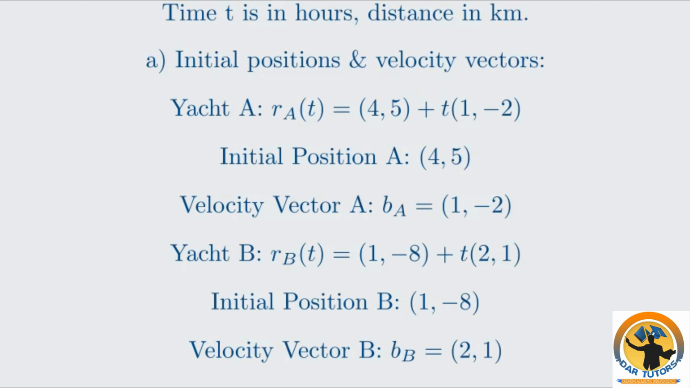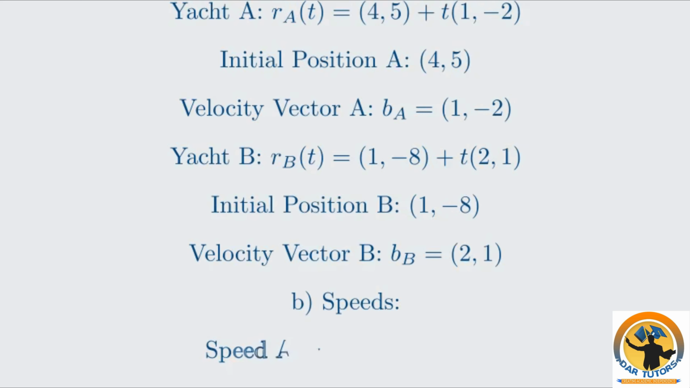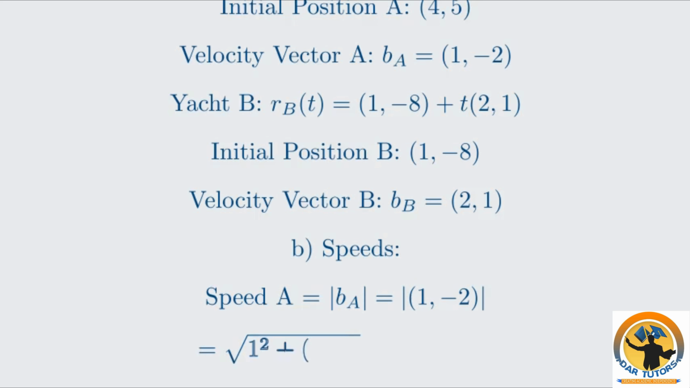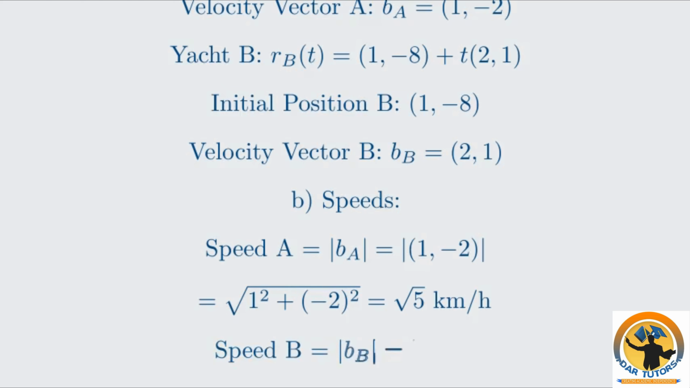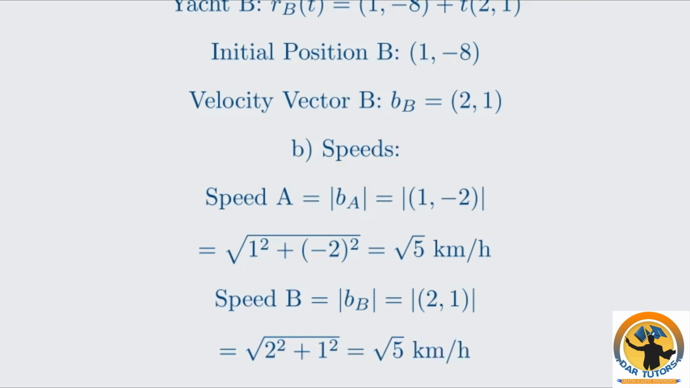Next, let's find their speeds. The speed of yacht A is the magnitude of its velocity vector, (1, negative 2). This is the square root of 1 squared plus negative 2 squared, which is the square root of 5 kilometers per hour. The speed of yacht B is the magnitude of its velocity vector, (2, 1). This is the square root of 2 squared plus 1 squared, which is also the square root of 5 kilometers per hour. Both yachts are moving at the same constant speed.